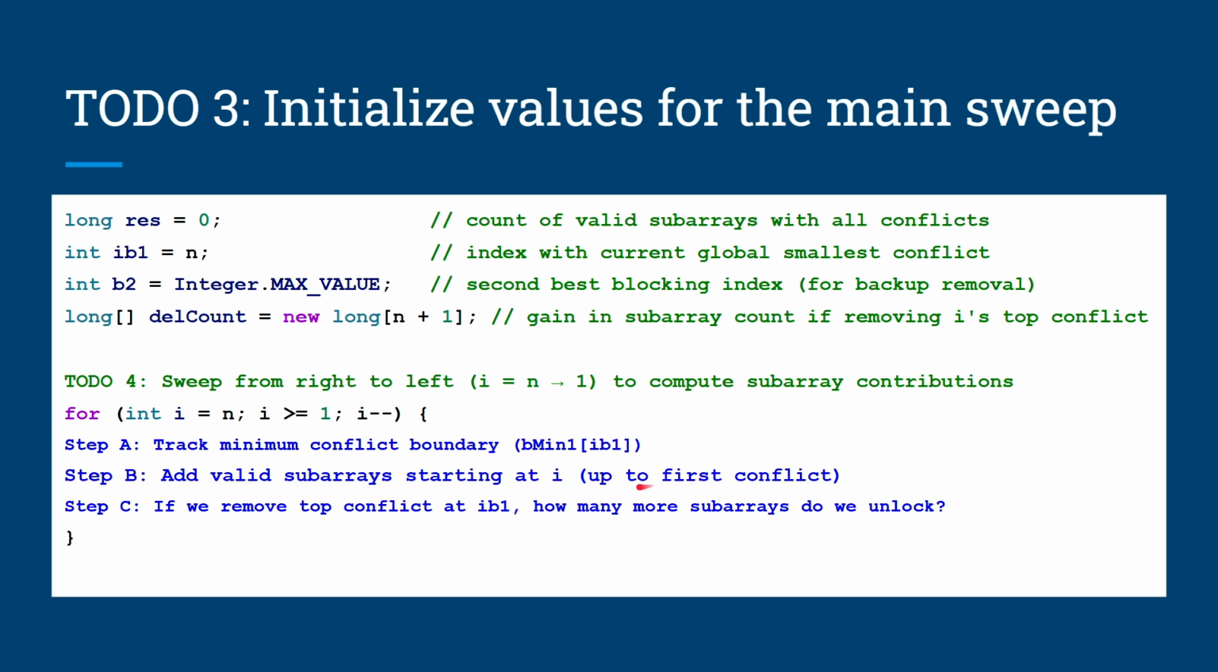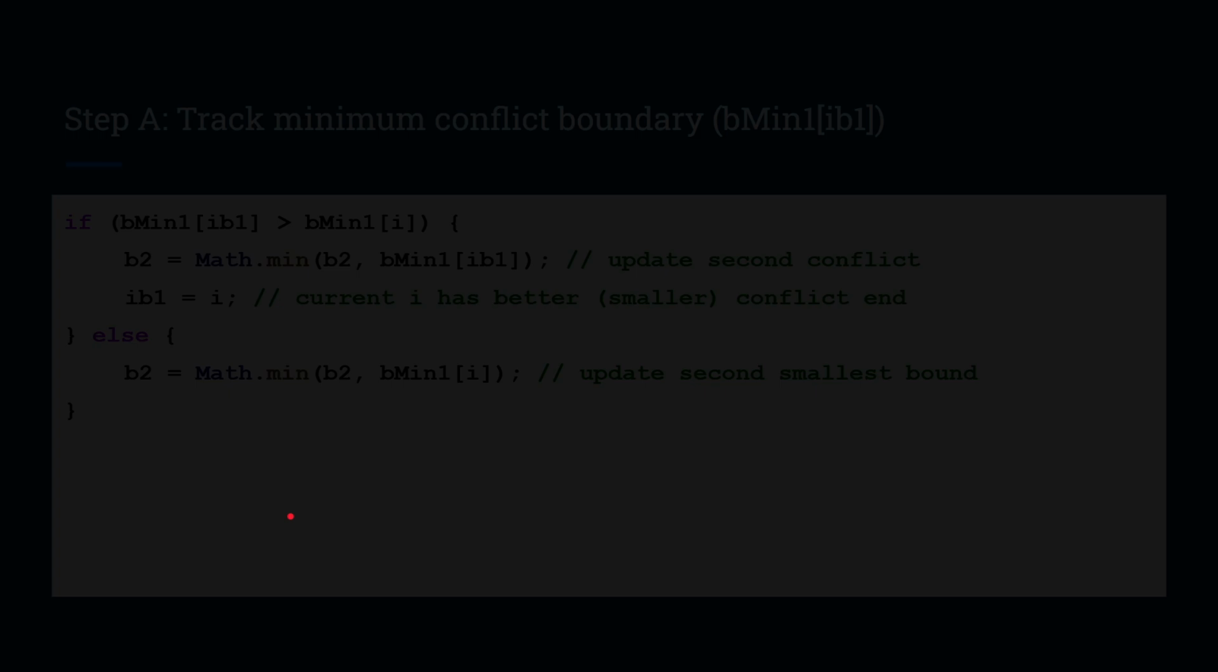So it will go up to conflict, and then we'll go with, if we remove the top conflict at this one, how many subarrays do we unlock? So very first, when we are swapping from right to left, it means we have to make a loop from n to 1, right? In this swapping, we have to track three steps: tracking the minimum conflict boundaries, then adding the valid subarray, and then if we remove the top conflict, checking how many subarrays we unlock.